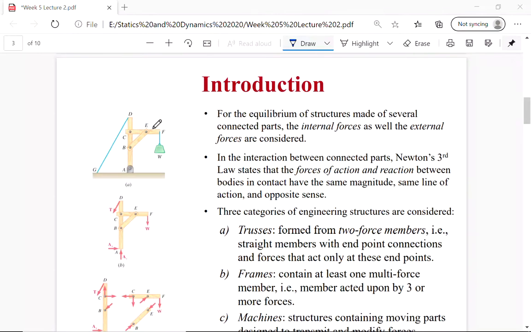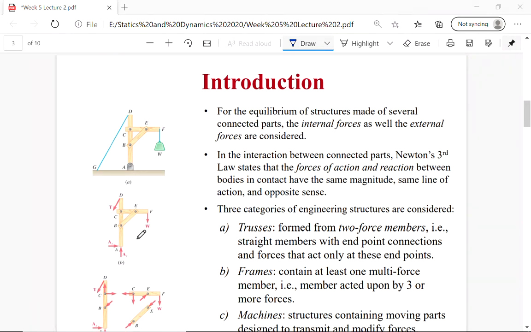forces, as in forces between one part and another, as well as external forces, things that are applied outside of the structure, like a reaction force here or a weight applied here or a tension here. In the interaction between parts, we know that the forces of action and reaction must have the same magnitude and the same line of action, but opposite sense.